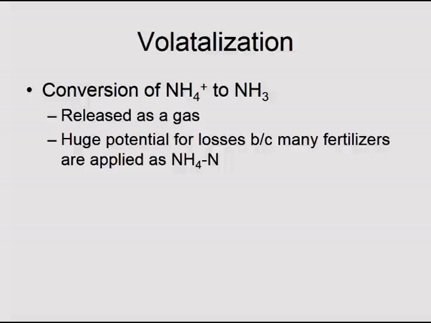Volatilization. Okay, this is the conversion of ammonium, which is the NH4, to ammonia, which is NH3. And this is released as a gas. Okay, and there's really a huge potential loss because many of our fertilizers are applied as ammonium forms of nitrogen. And so there's only one step that has to happen in order to gas that stuff off. We have to lose one of those hydrogen ions, and we're left with ammonia gas. Huge potential for loss.